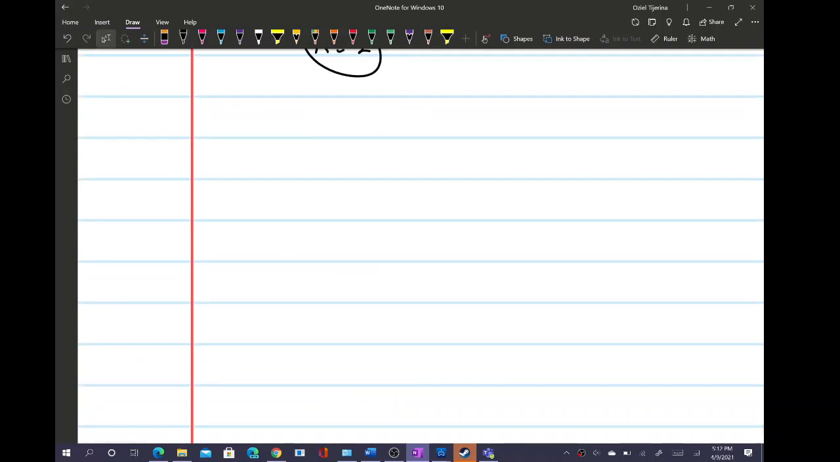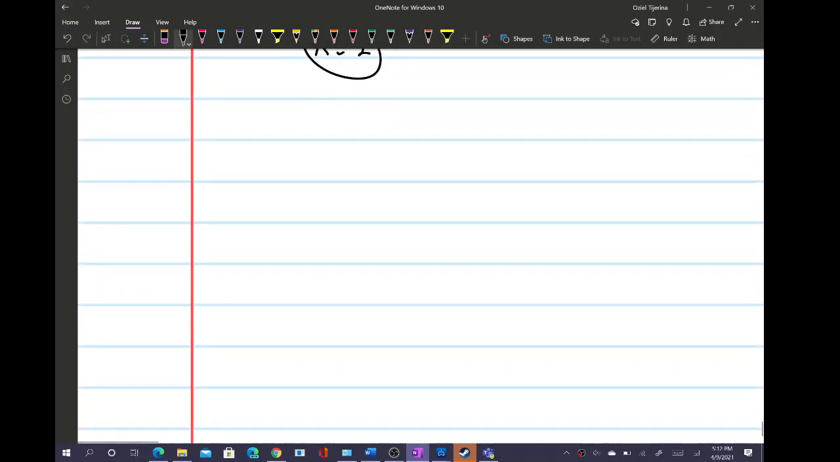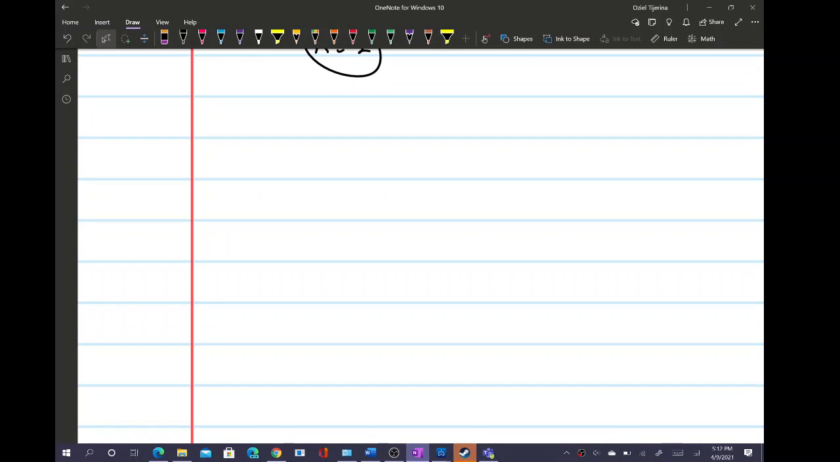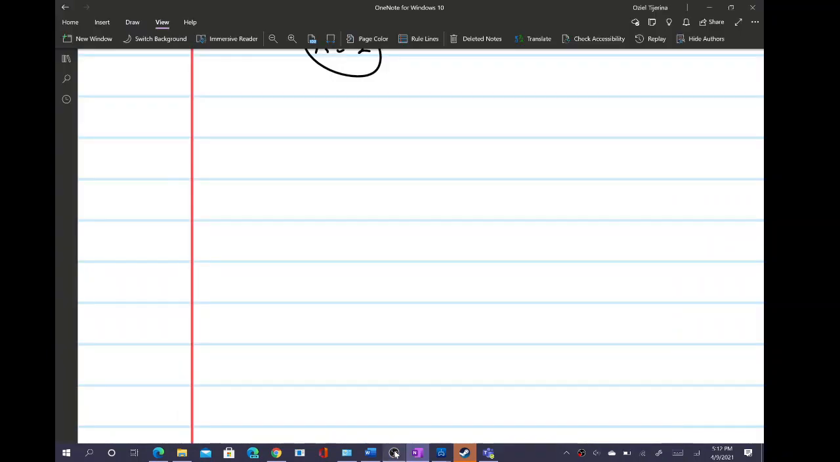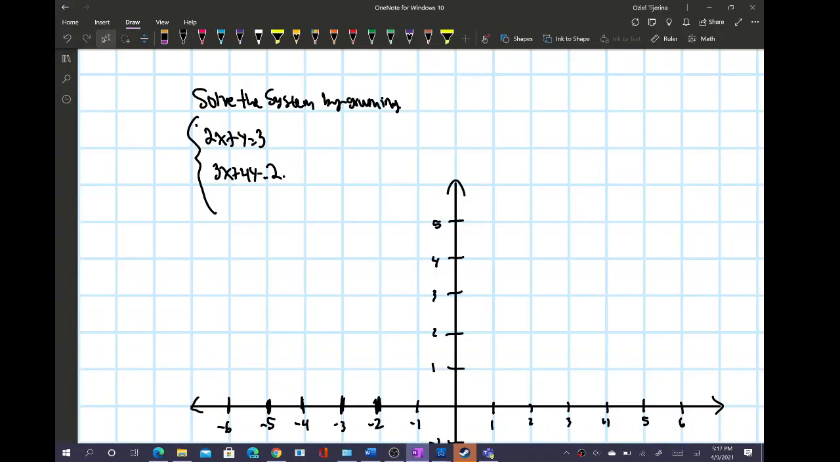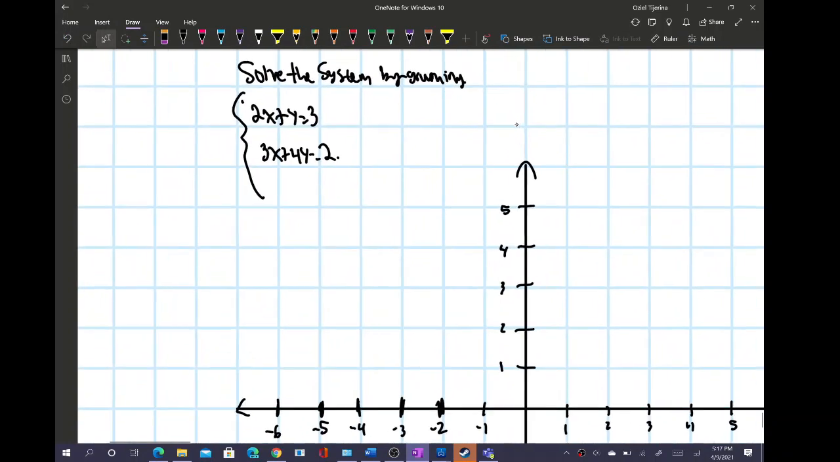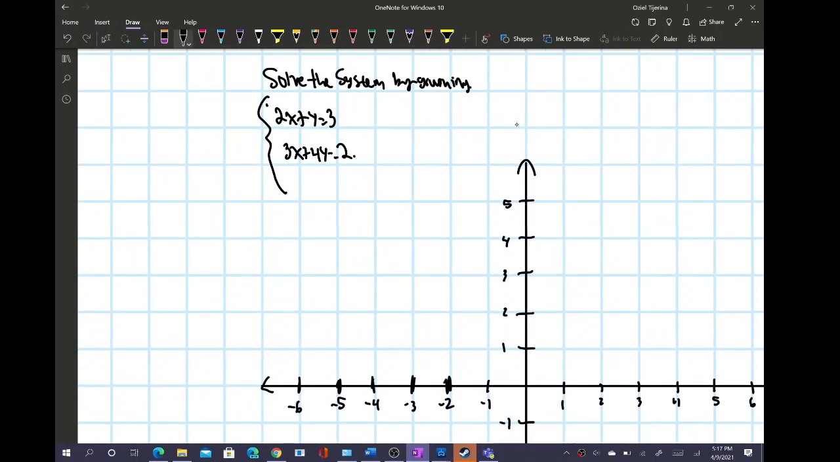Now, what we're going to do is graph linear inequalities. Or maybe we can do graphing linear equations. So let me just do this very quickly. This one, we're actually going to solve by graphing, okay?